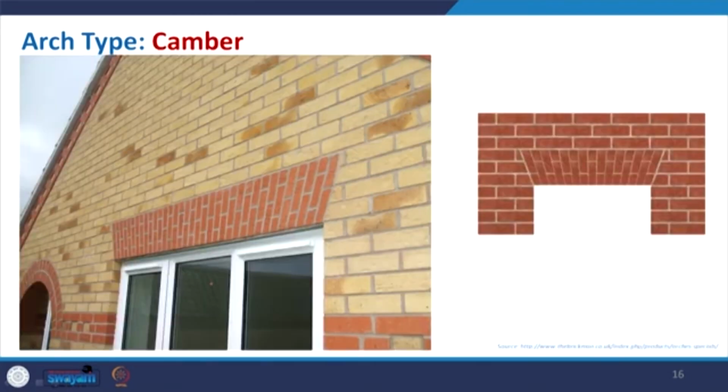Coming to the camber or the flat arch. Most commonly in areas like Germany, this kind of architectural treatment is seen, normally on the lintel part of a window, where this kind of flat arch is used to decorate it. Sometimes they go with a similar material to give the structure a similar look, or sometimes they make a variation with the brick texture or color. So, this is the flat arch.